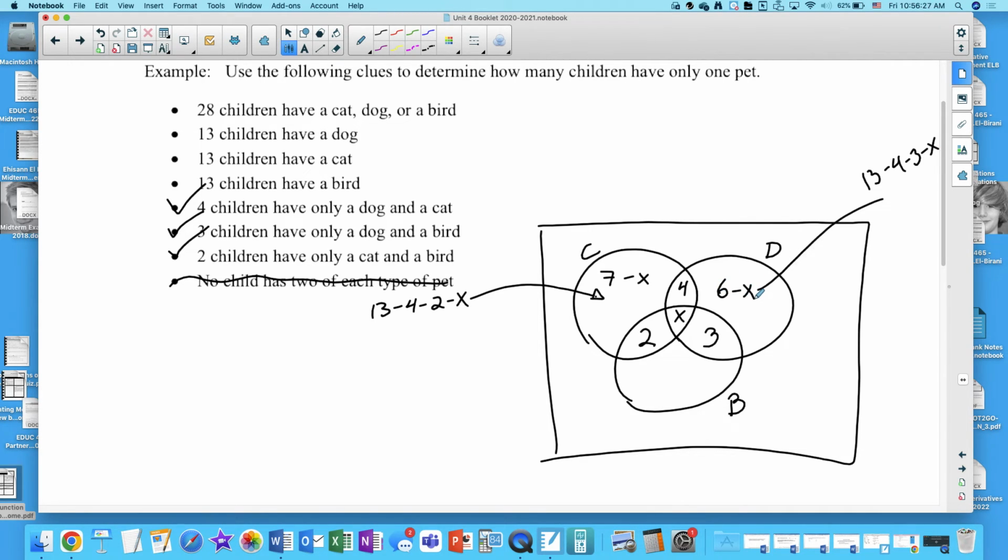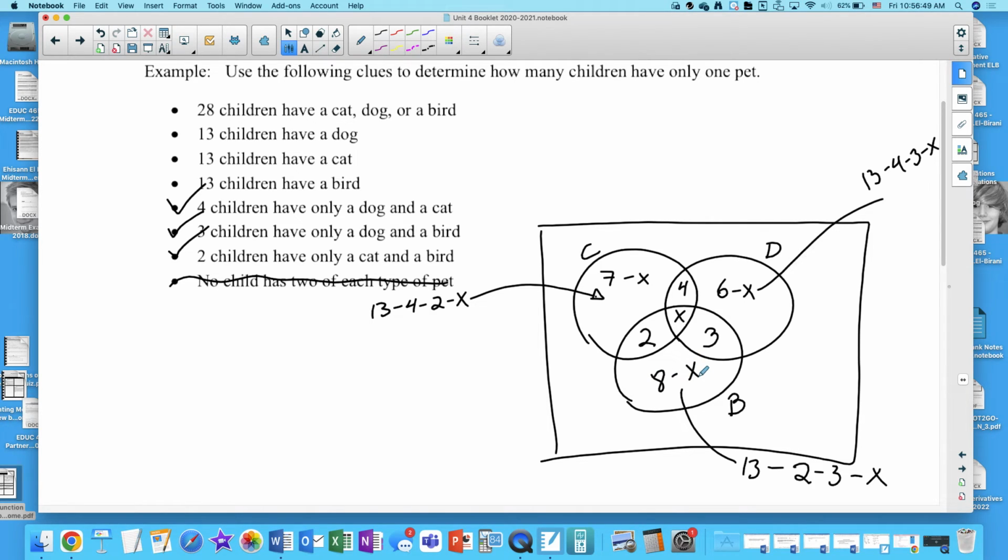Okay? And then this guy, again, 13 children have a bird. I didn't know birds were so popular. So this is 13 minus 2 minus 3 minus X. And that is 8 minus X.